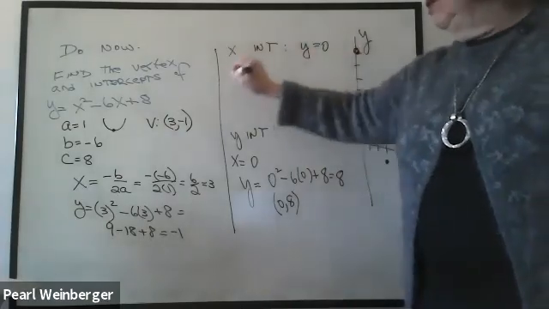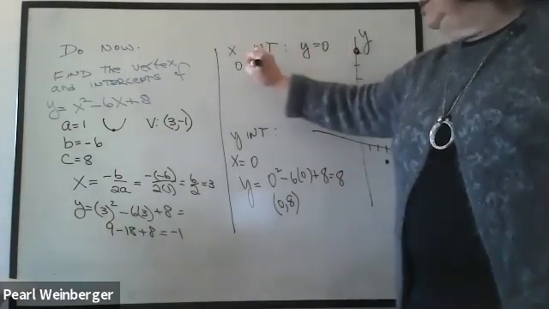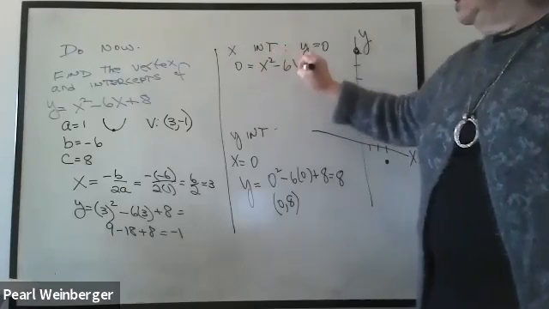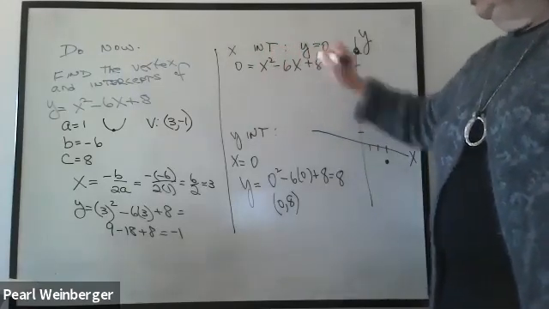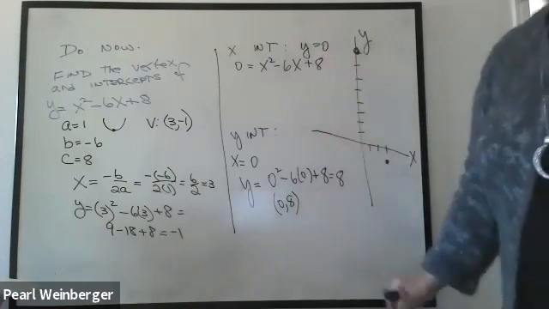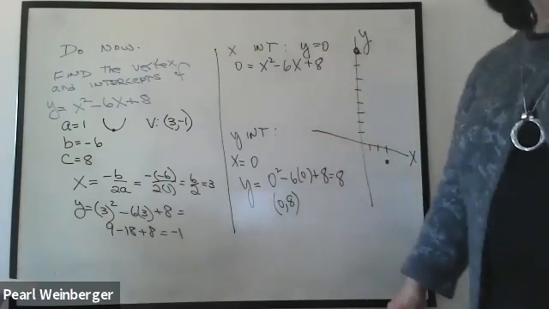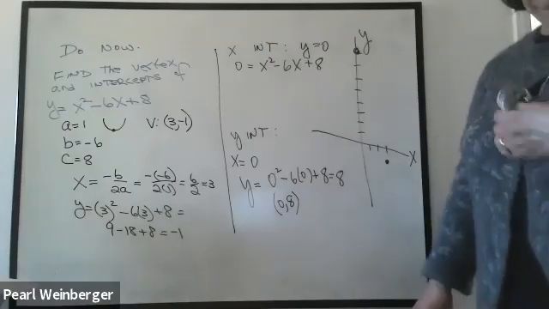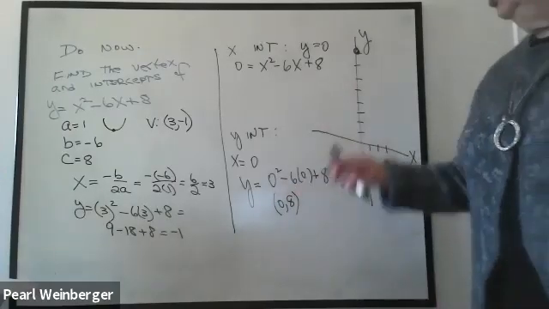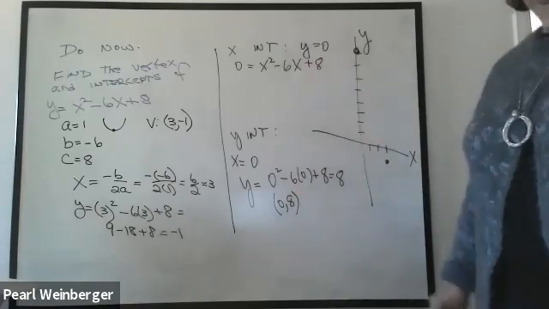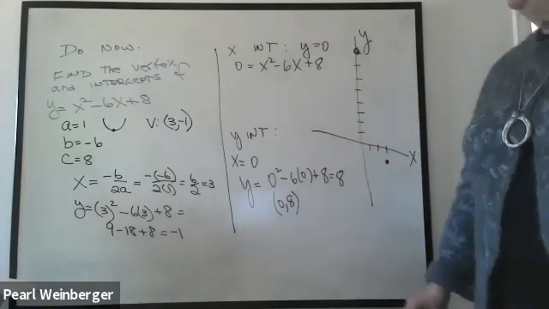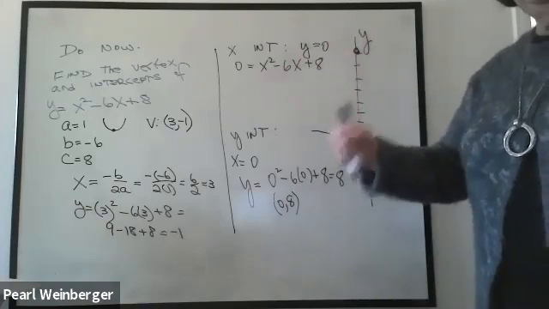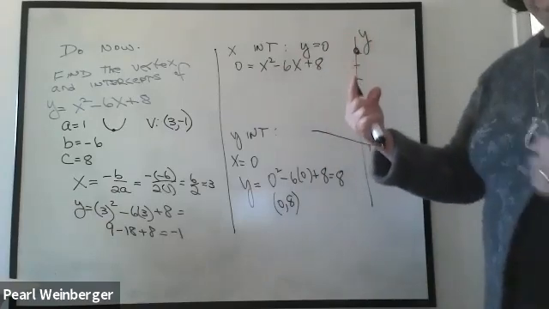And if I look at my equation, that'll give me 0 equals x squared minus 6x plus 8, which is a quadratic equation. Now we know with quadratic equations, you usually get 2 answers. That's why you get 2 x-intercepts. Sometimes the 2 answers are the same number. In that case, you'd only have 1 x-intercept.